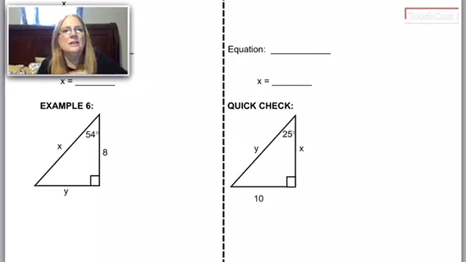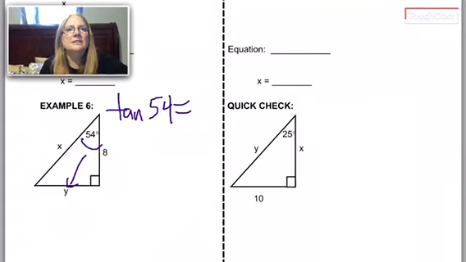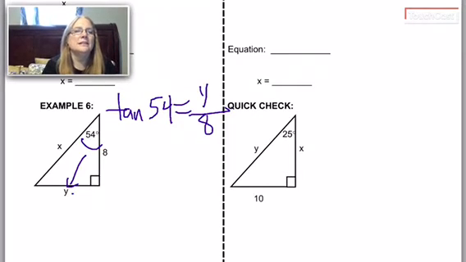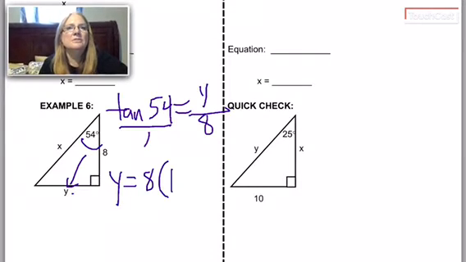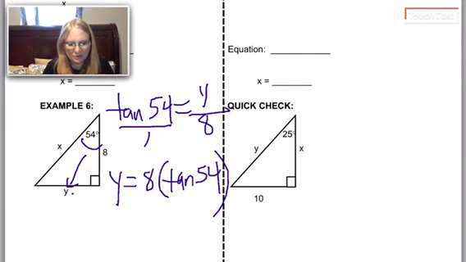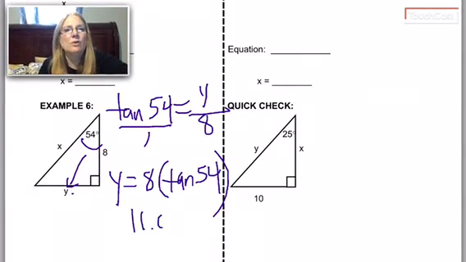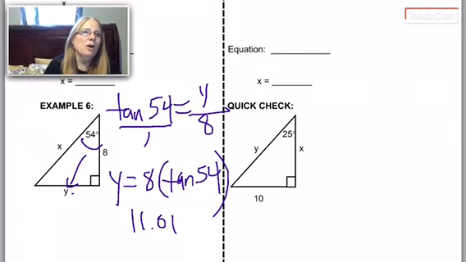Okay, so now let me erase this, and to find y, if we're looking at 54, y is opposite, and 8 is adjacent, so that's tangent. So the tangent of 54 is equal to the opposite side y over the adjacent side 8. Now y is in the numerator. So when we cross multiply, we get y is equal to 8 times the tangent of 54. Again, you can just enter that into your calculator directly, and I get 11.01. So y is 11.01.